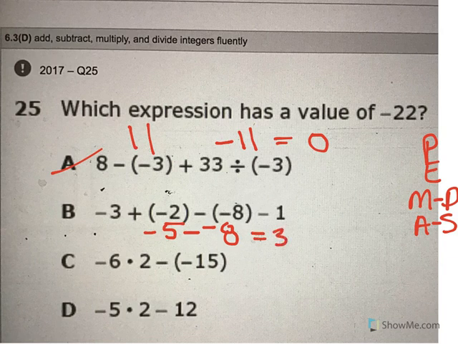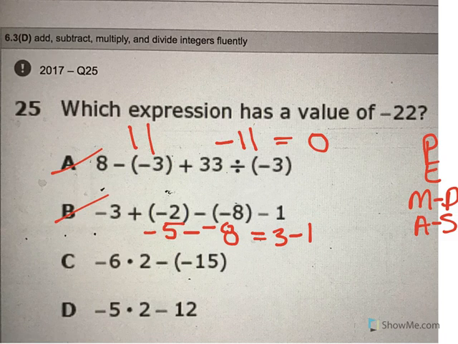Why is that 3? Because if one number is positive, one number is negative, you subtract the number with a greater absolute value by the number with a lesser absolute value. And then how do you determine if it's positive or negative? The 8 was positive. Why? Because it had 2 lines in front of it. Opposite and opposite. So it's positive 3. And then what I'm left with is 3 minus 1, which is 2, which is definitely not negative 22. It can't be B.